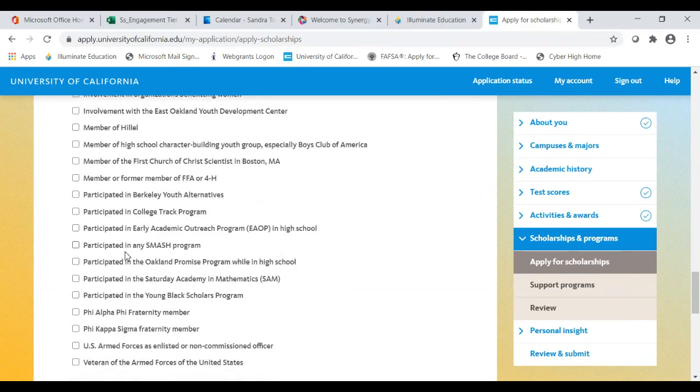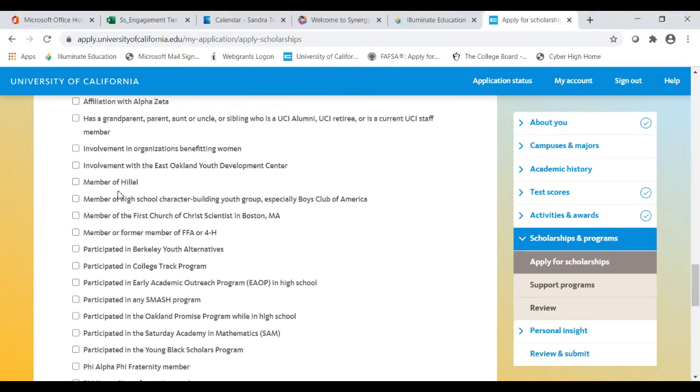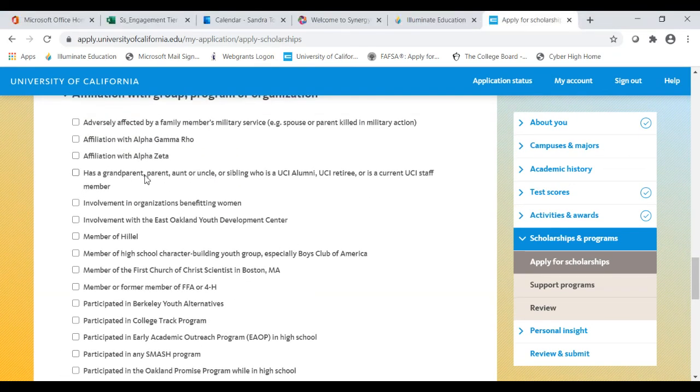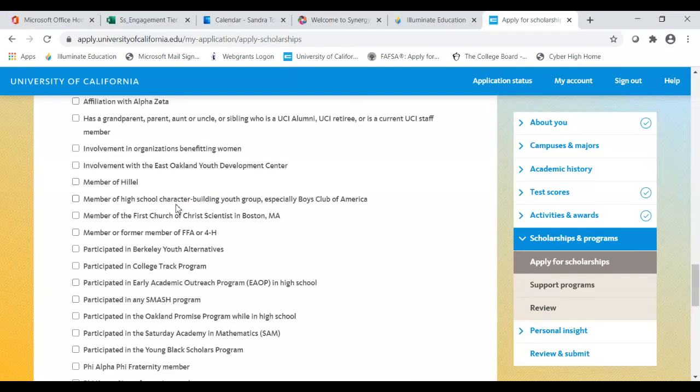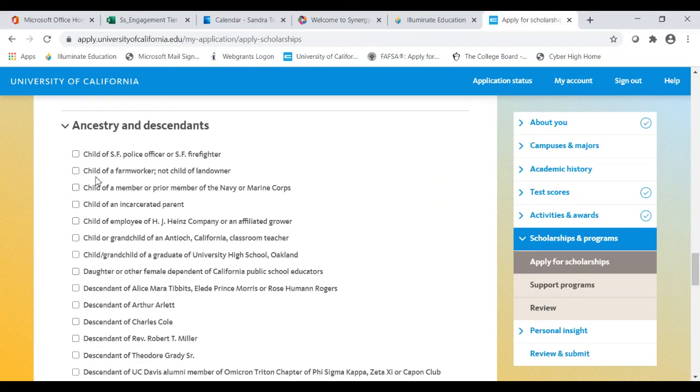Read everything. For example, are you a veteran? No. Let me see, anything that may pertain here. So I'm going to say nothing pertains to me there. Ancestry and descendants. Okay. Child of San Francisco police, I think that's San Francisco. Child of a farm worker. If your parent is a farm worker, then you would click that.